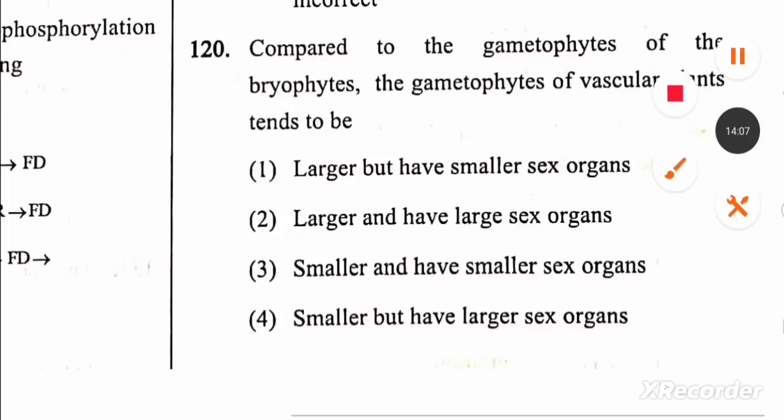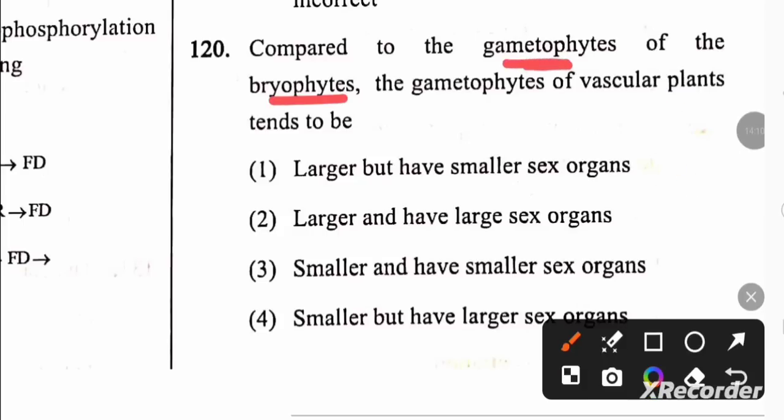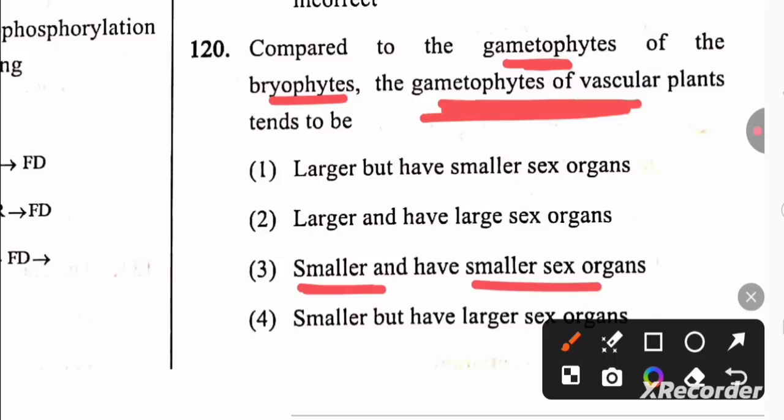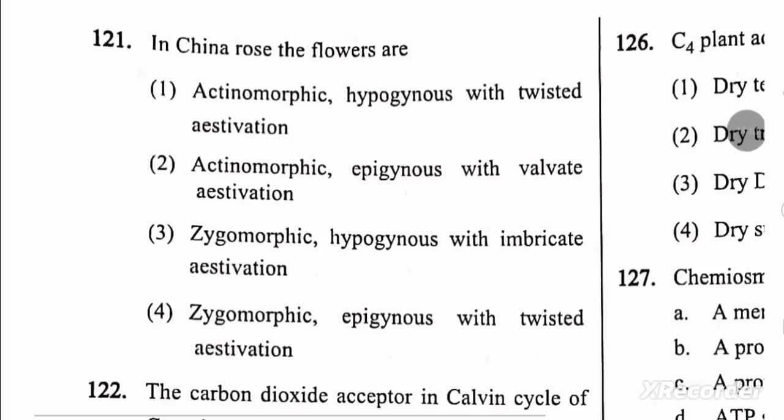Compared to the gametophyte of bryophytes, the gametophytes of vascular plants (pteridophytes, gymnosperms and angiosperms) are smaller and have smaller sex organs. Option 3 is the right answer. Let us go to the next question, children. I hope this is going to be very useful for your revision.